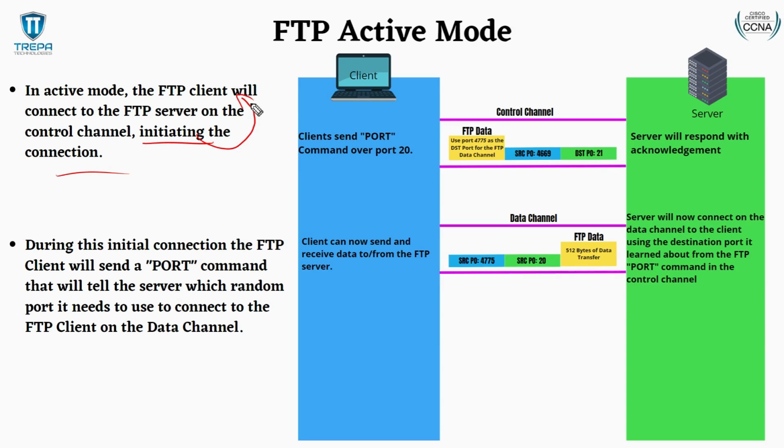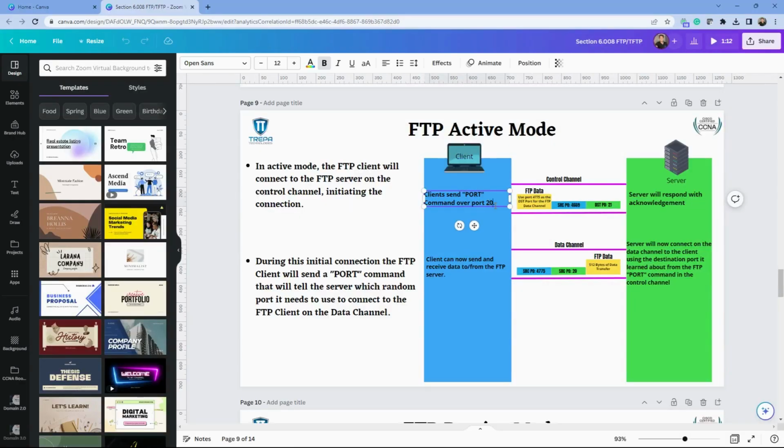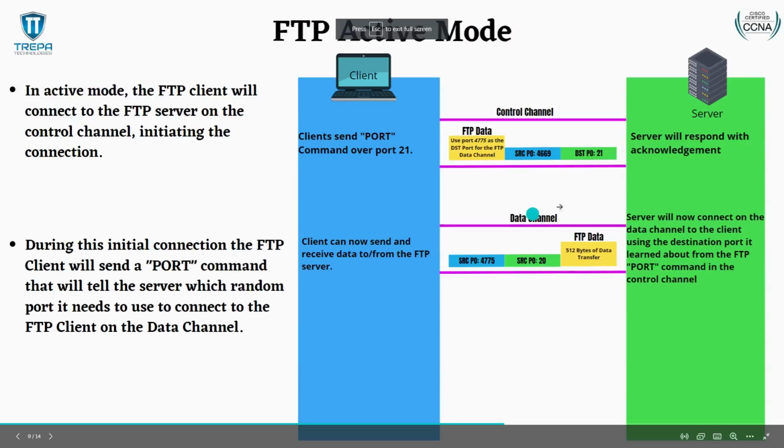So in active mode, what's going to happen is on that control channel, so again, using port 21, that should be a 21 right there. Let me just go ahead and change that now. Gotta love that I present straight off of Canva. Makes it easy to make these on-the-spot corrections. So let's get back to it.